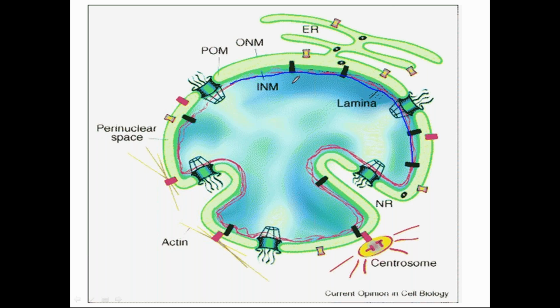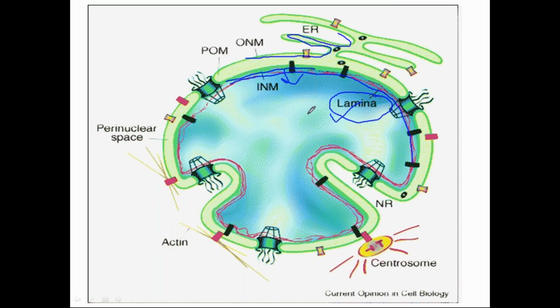Okay, and this lamina is contiguous with which membrane? Can you see it in the figure? Outer nuclear membrane or inner nuclear membrane? Inner one. Yes, very good. So from here there are two types of questions. Outer nuclear membrane is contiguous with your endoplasmic reticulum and inner nuclear membrane is in contact with your lamina protein. Inner nuclear membrane is contiguous with your lamina protein.